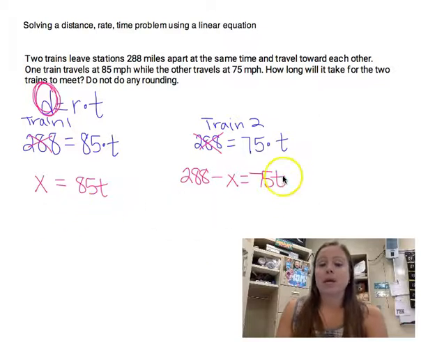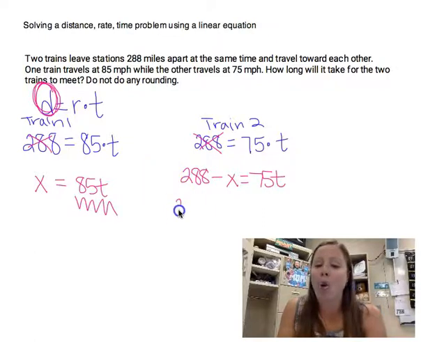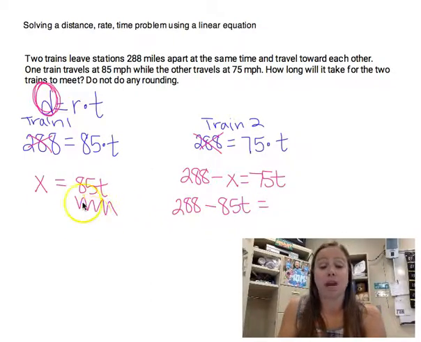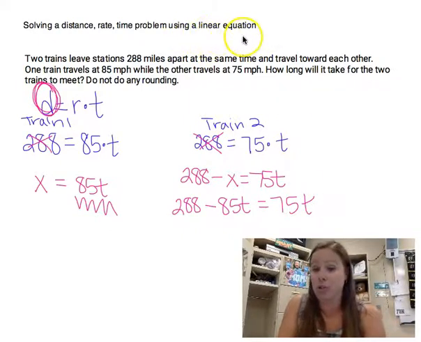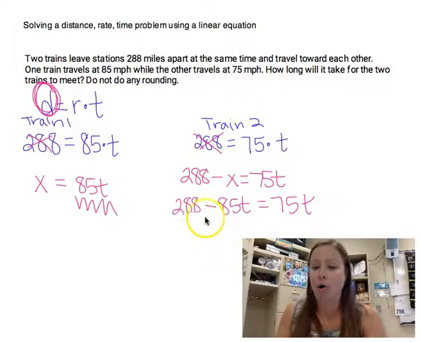Now, this has an x in it, which we know what x is equal to. x is equal to 85t. So by putting in this 85t, which is the same thing as x, now I have written a linear equation in order to solve and figure out my value here.